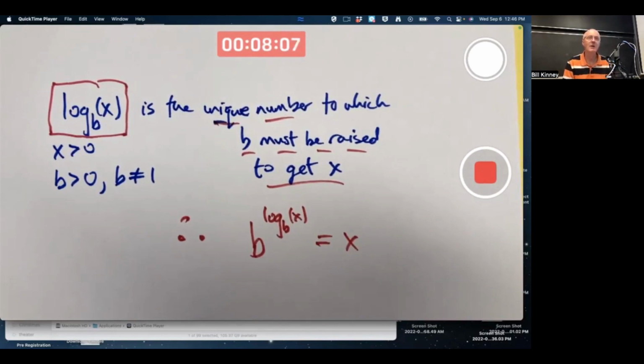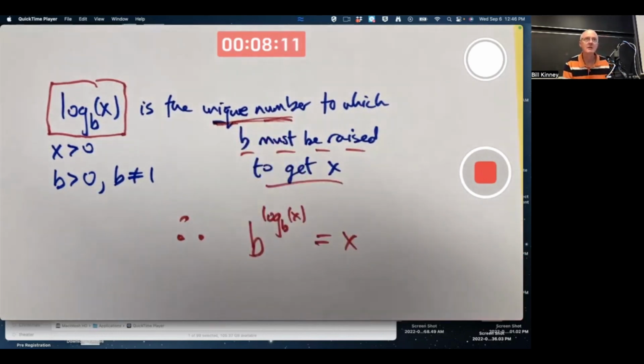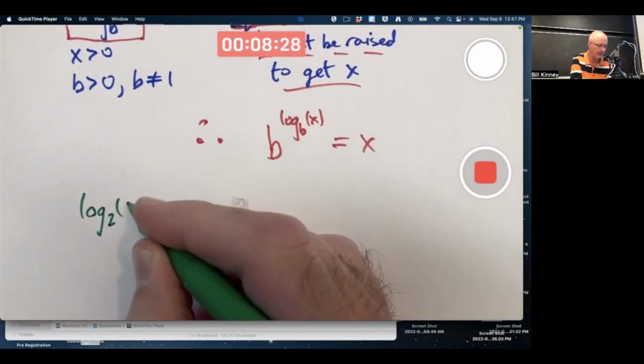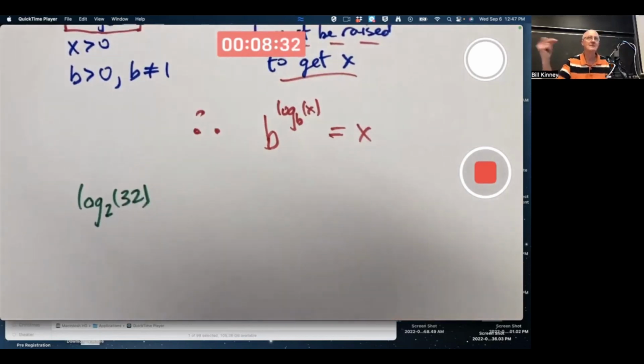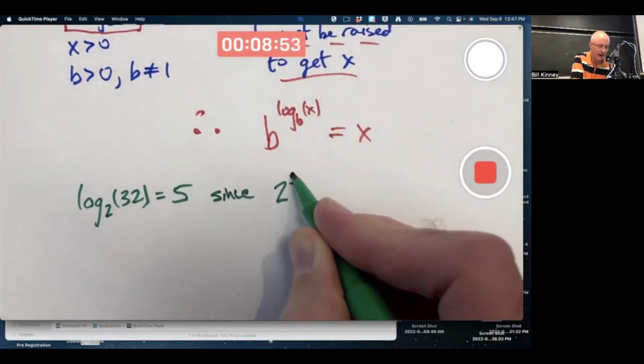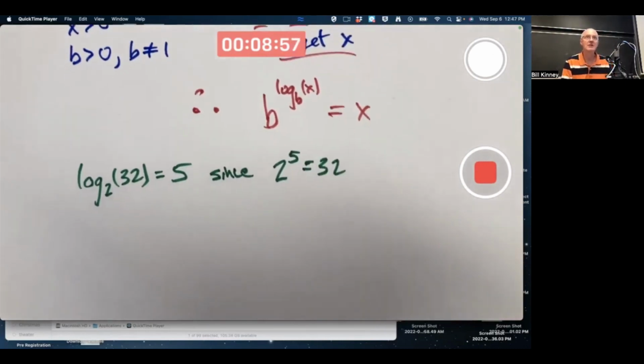Now, you might wonder, how do I know there's a unique number to which b must be raised to get x? That is a good and important question. Let's take some examples before we consider that question in depth. Let's consider, for example, log base 2 of 32. What is that equal? Tell me fast. The answer is 5. You said, what power should I raise 2 to get 32? This equals 5 since 2 to the 5th power is 32. 5 is the unique number that 2 must be raised to get 32. Therefore, log base 2 of 32 is 5.